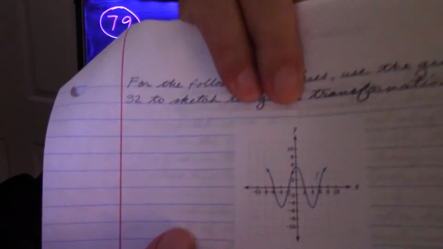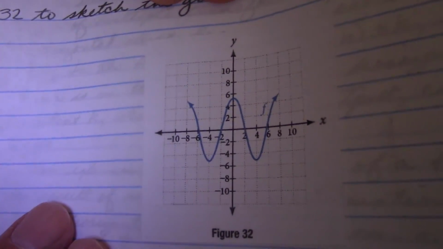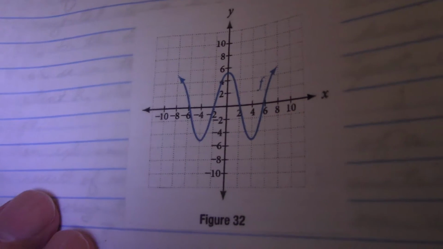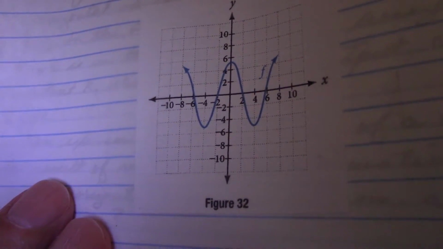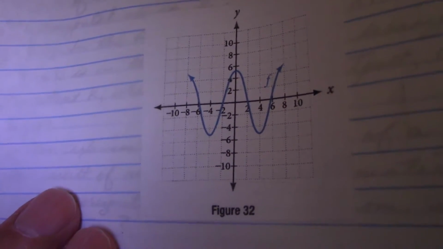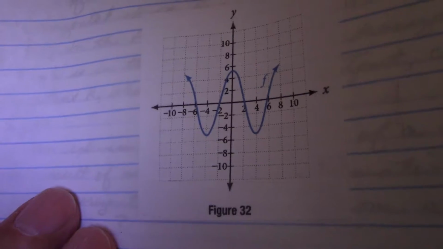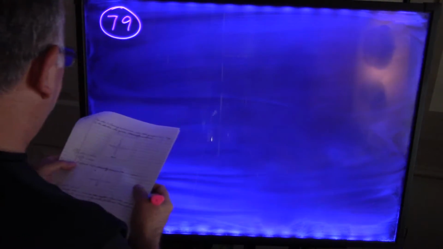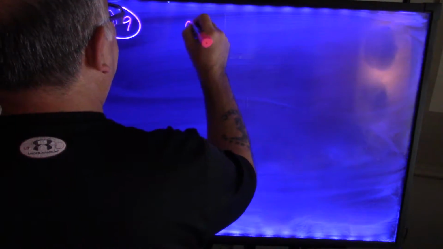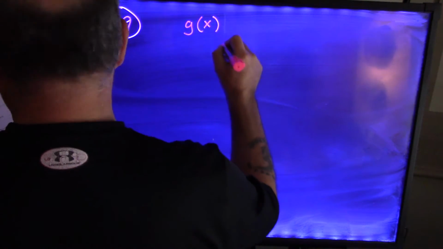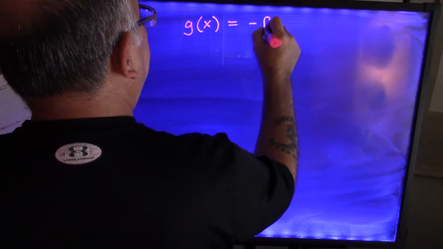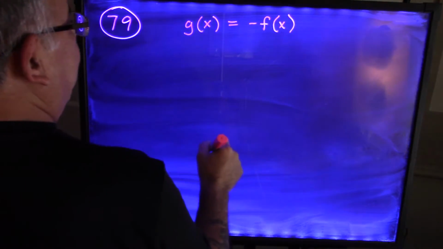All right, for the following exercises, use the graph in figure 32 to sketch the given transformations. So let me show you figure 32. If you don't have a book, you can use this. That's figure 32, all right? That's f of x. So we're not given a formula, but that's the graph we're going to work with. That's for 79 and 81. Okay, so 79, we've got g of x equals negative f of x, where f of x is the graph I just showed you. So we're creating a new graph called g of x by transforming f of x.